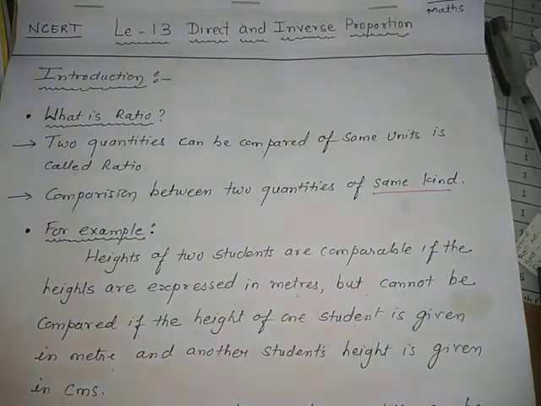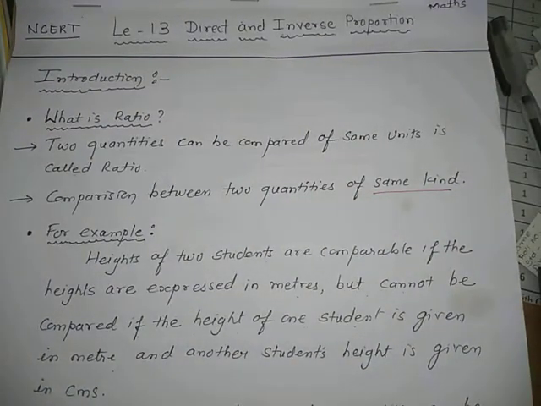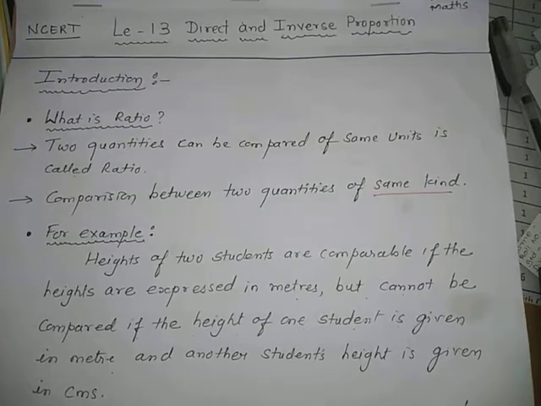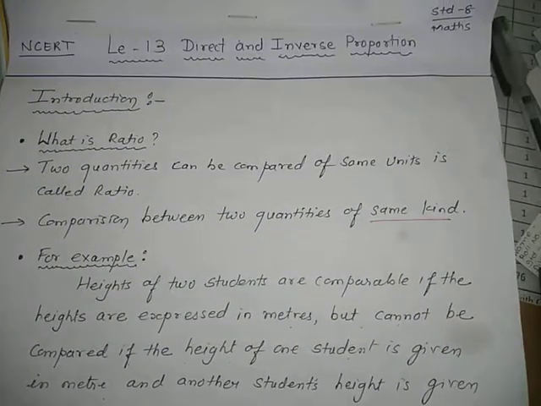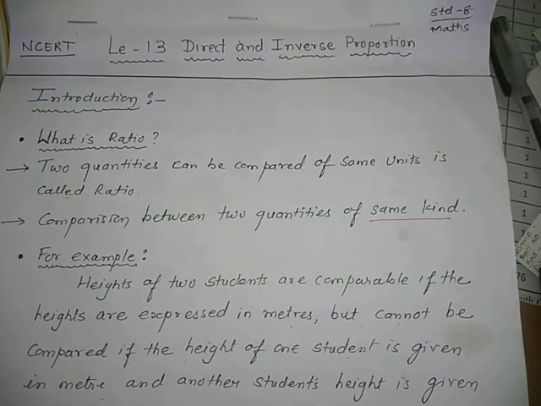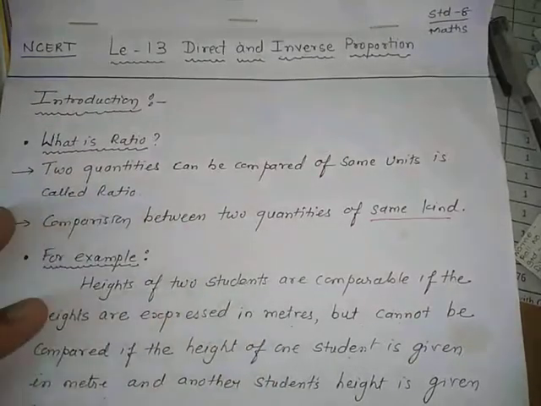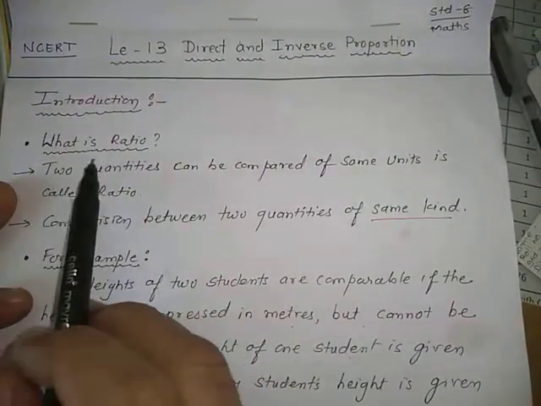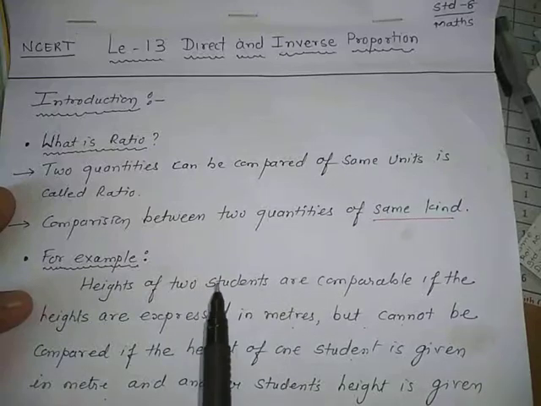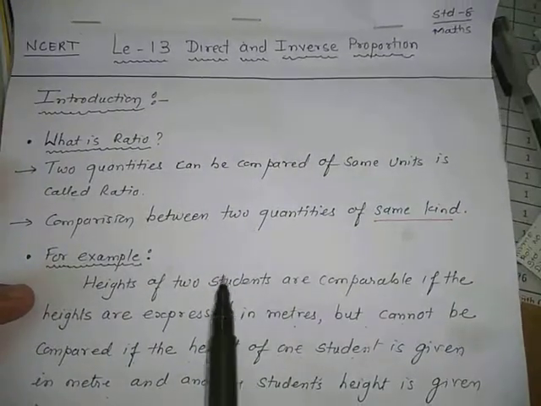Good morning, friends. So, here we are starting with our chapter, lesson number 13, Standard 8 NCERT Mathematics subject. In the introductory part, we find what is ratio, which we have learned in our previous class, Standard 7th.